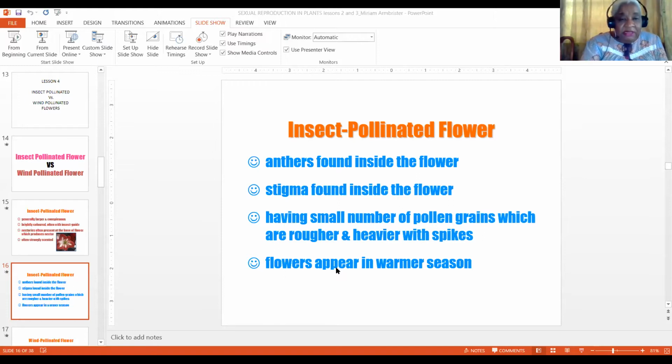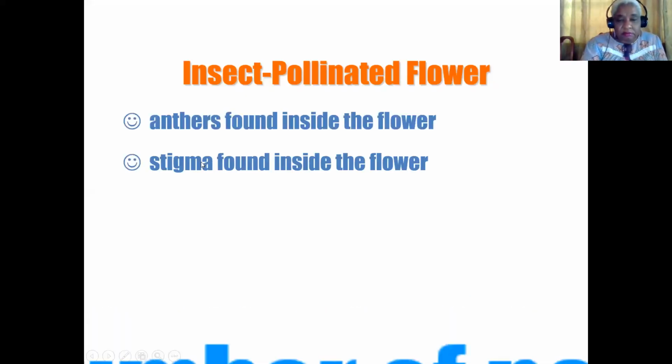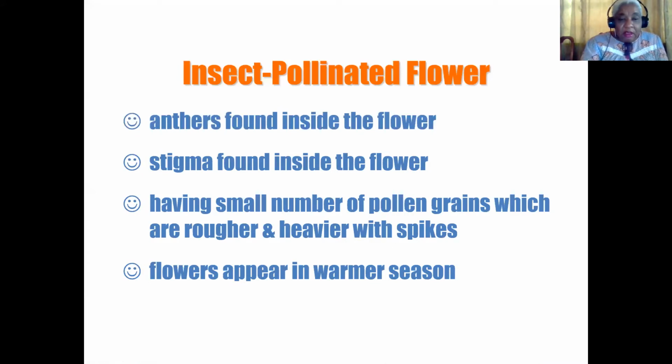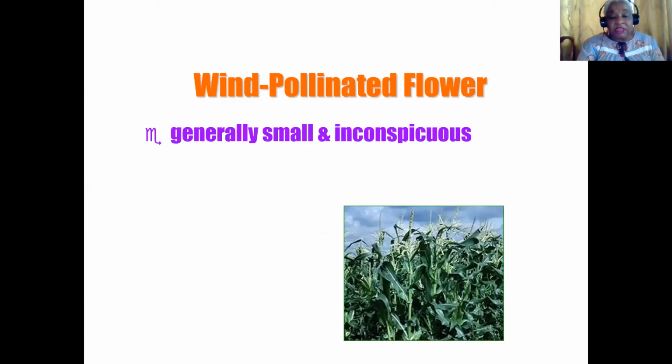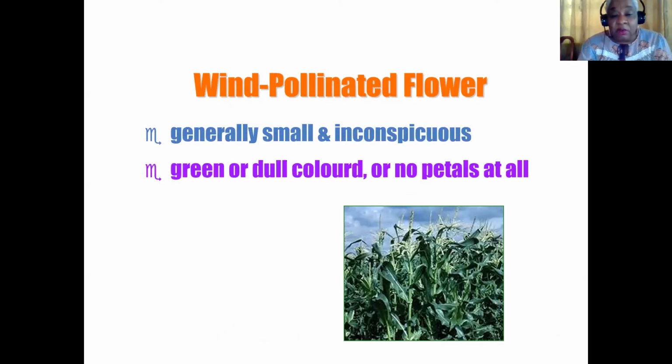And here it is about insect pollinators again. They have a small number of pollen grains which are rougher and heavier with spikes. And in colder climates, flowers appear in a warmer season. In a wind-pollinated flower, they're generally very small and inconspicuous, hardly noticed. You can't hardly see them if they're there at all.